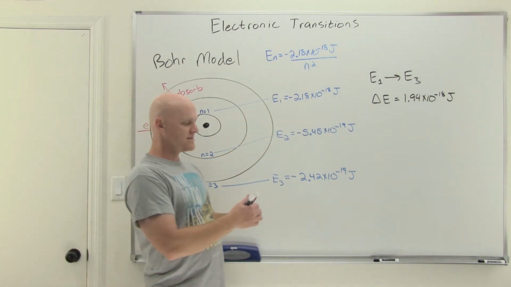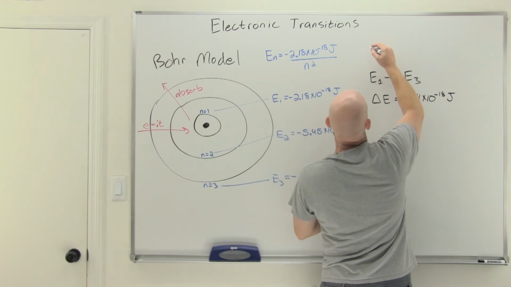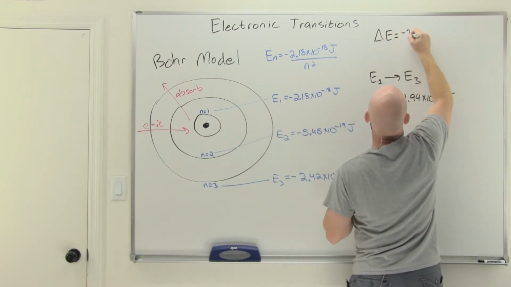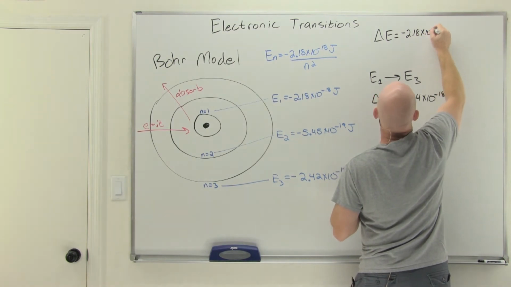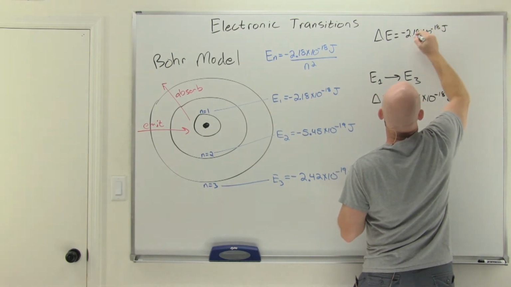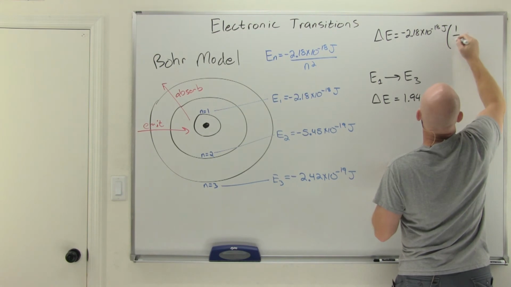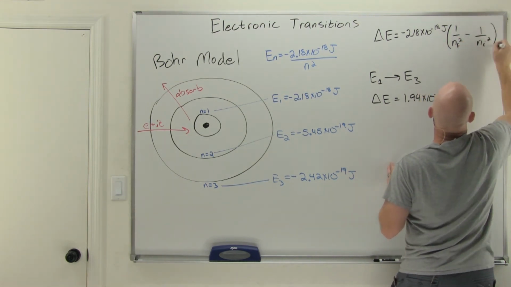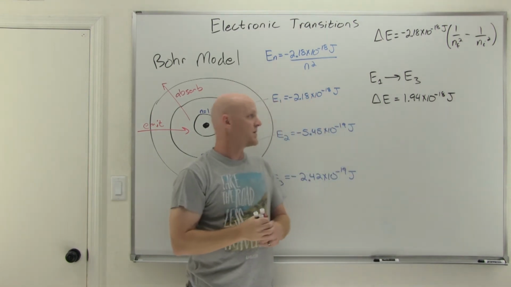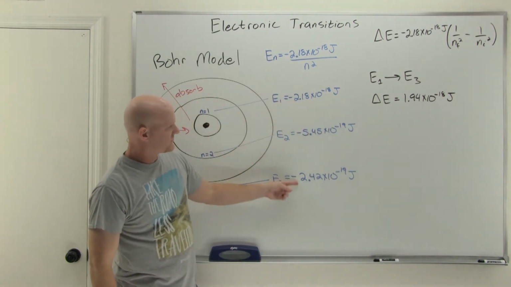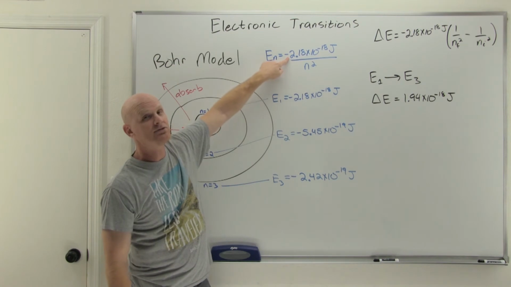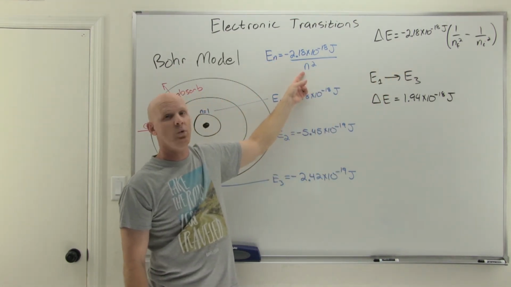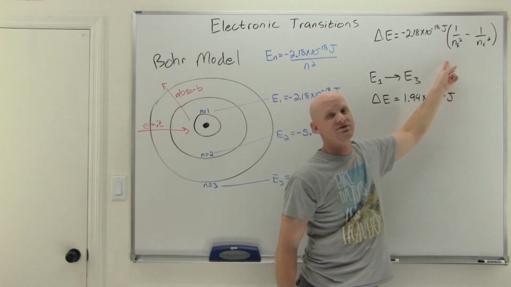In fact, we can actually make this even easier with a lovely equation. We can say that the difference in energy equals negative 2.18 times 10 to the negative 18 joules times 1 over n final squared minus 1 over n initial squared, and get a simple equation out of this. So notice that both these terms were derived from that lovely constant right there. And I'm just going to factor that constant out and then factor out the 1 over n squared for each of those two terms to get that difference.